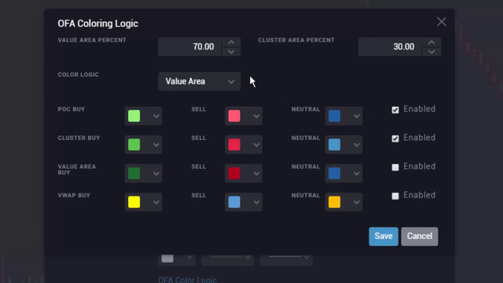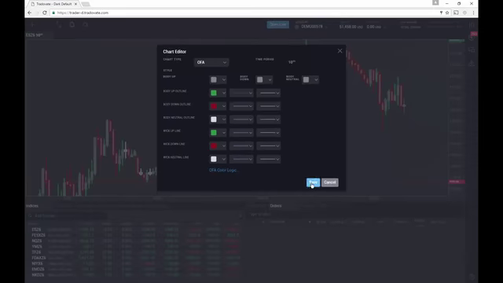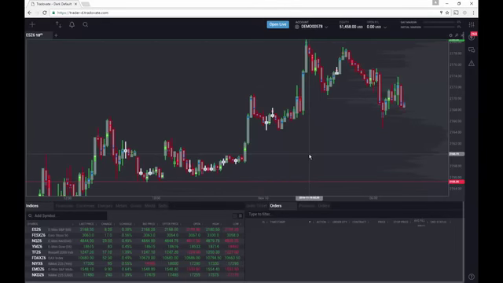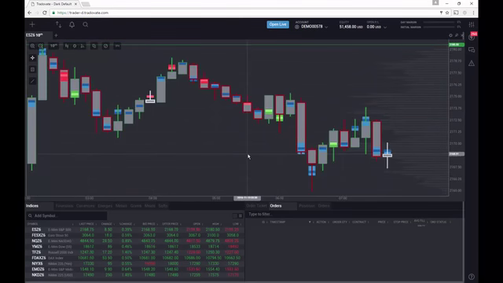So in this example, I'm using a value area color logic for the period, but I'm only showing the point of control and the cluster area. By saving this, we now have a display on the chart showing the point of control and the cluster region defined by value area logic.